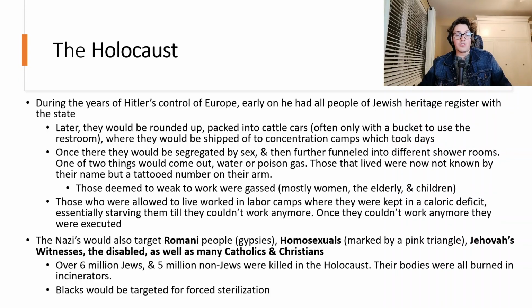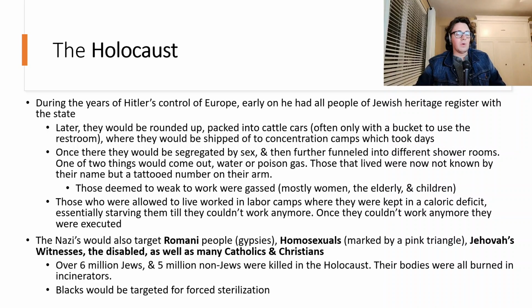And outspoken Catholics and Christians are also going to be targeted. In total, 6 million Jews are going to have their lives snuffed out, and 5 million non-Jews are going to be killed in the Holocaust. Their bodies aren't going to be buried, they're going to be burned in incinerators, leaving no evidence behind, or as little evidence as they could, of their lives.